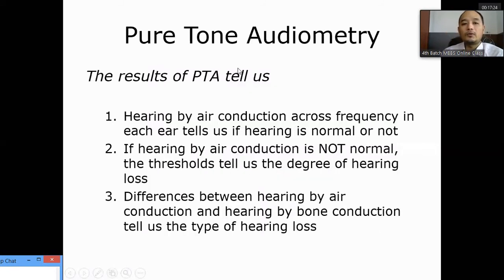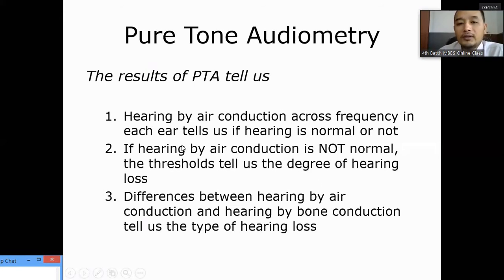Now, what does pure tone audiometry tell us? Hearing by air conduction across frequencies in each ear tells us if hearing is normal or not. First, we should find out the air conduction. What we hear in the everyday sound environment is all through air conduction. We do not normally hear through bone conduction. So we test normal hearing through pure tone audiometry.